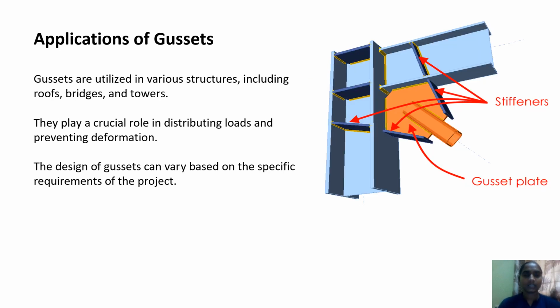Applications of gussets. Gussets are utilized in various structures including roofs, bridges, and towers. They play a crucial role in distributing loads and preventing deformation. The designs of gussets can vary based on the specific requirements of the project.